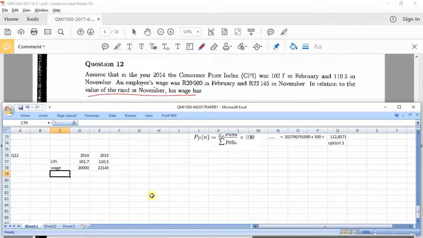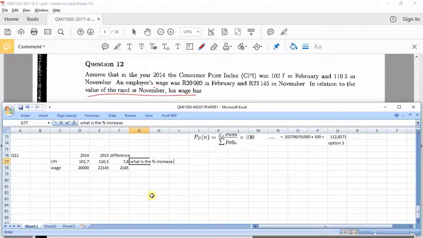Yes. So if I'm looking at it in relation to the value of the rand, his wage has increased or decreased. Looking at CPI, do you agree that's the base year, basically? Yes. So the difference here is this minus that, and the difference here is this minus that. The difference is representing 7.8. So in terms of CPI, has your money gained or lost value? That's the key. Obviously inflation has gone up.